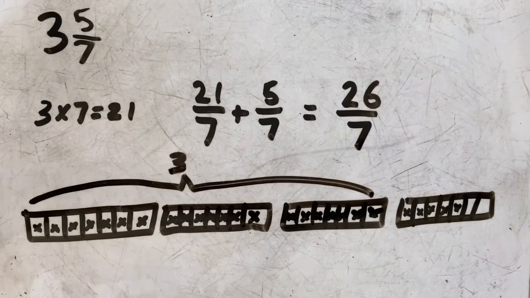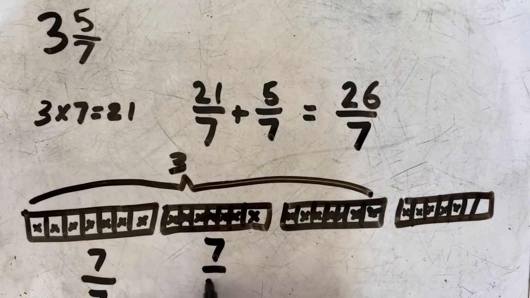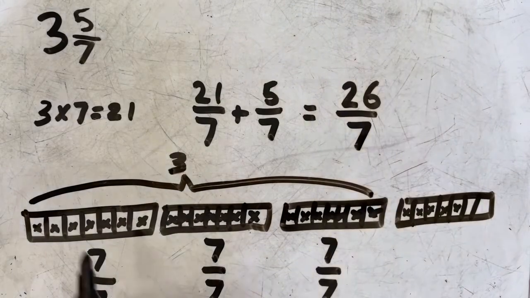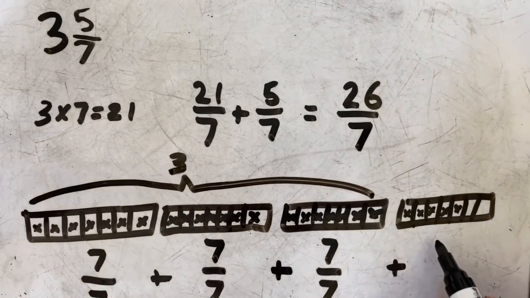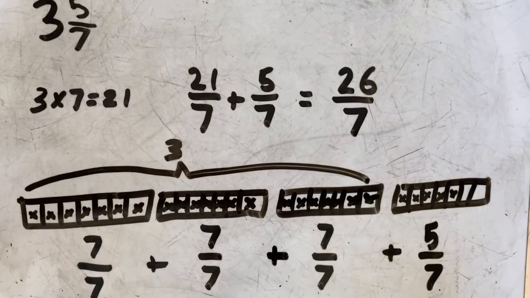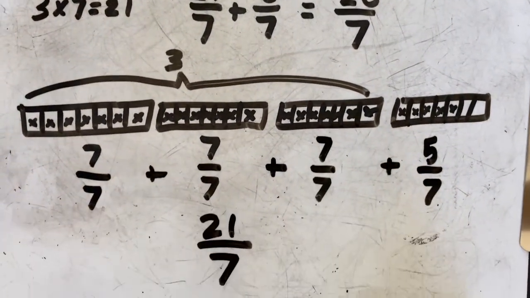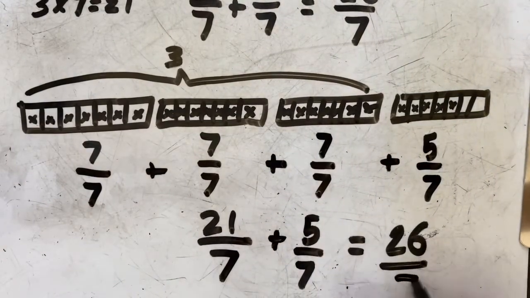Just to check, here is a bar model which demonstrates what is going on here. This is 7 sevenths, this is 7 sevenths, and this is 7 sevenths. 3 is worth all of these numbers added together plus the 5 sevenths we've got left. 7 and 7 and 7 is where the 21 sevenths comes from. A whole number is worth 7 sevenths. So definitely correct.